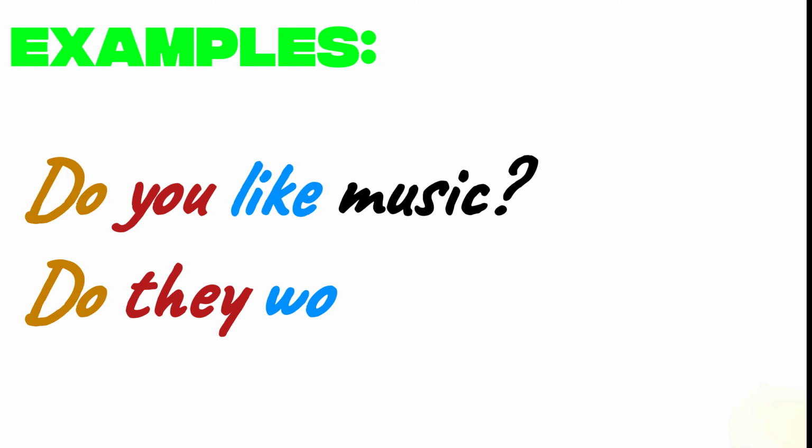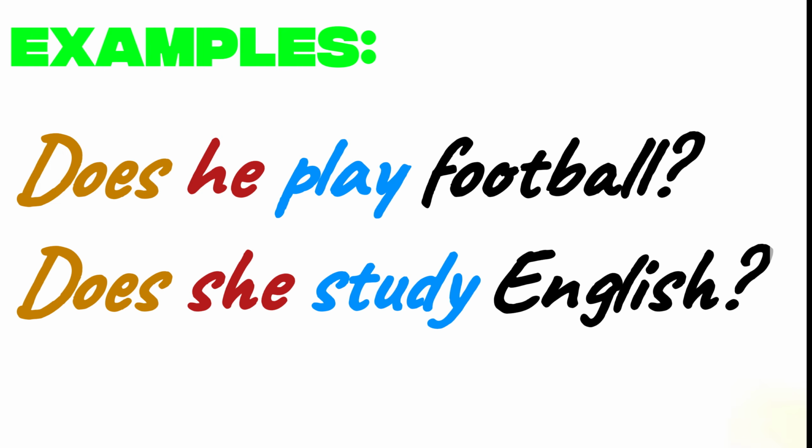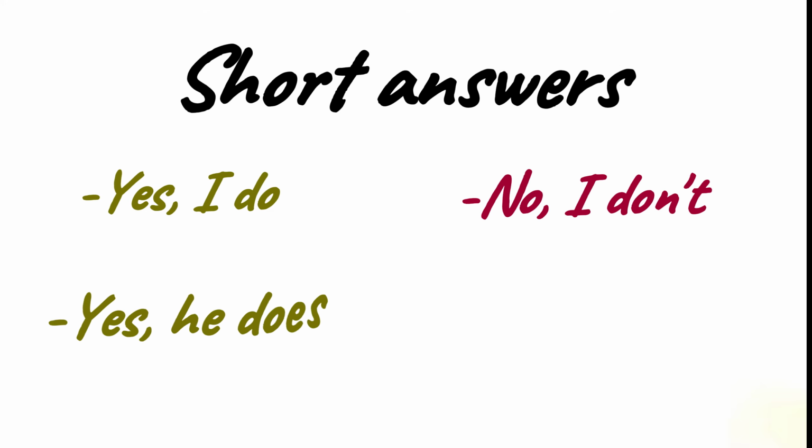To ask questions, we start with do or does. Examples: Do you like music? Do they work on Monday? Does he play football? Does she study English? For short answers: yes, I do. No, I don't. Yes, he does.